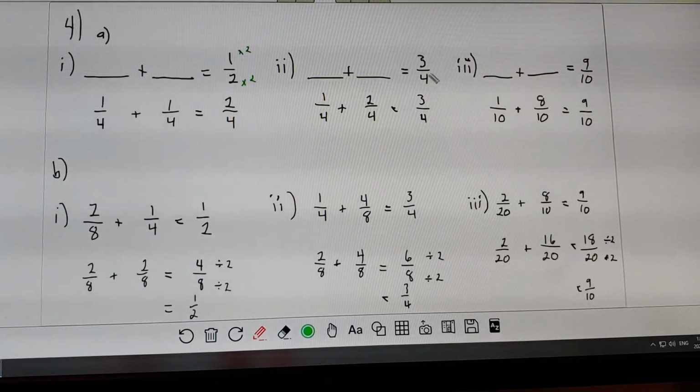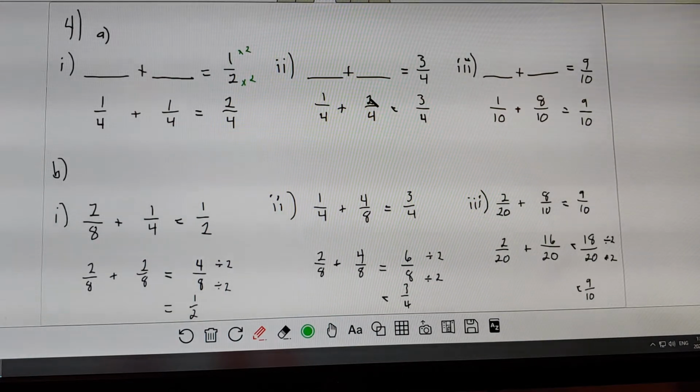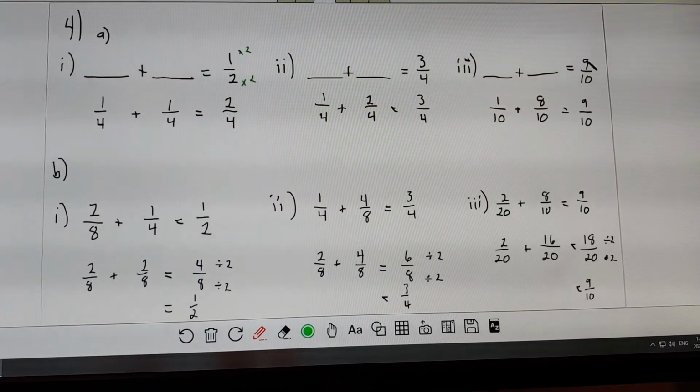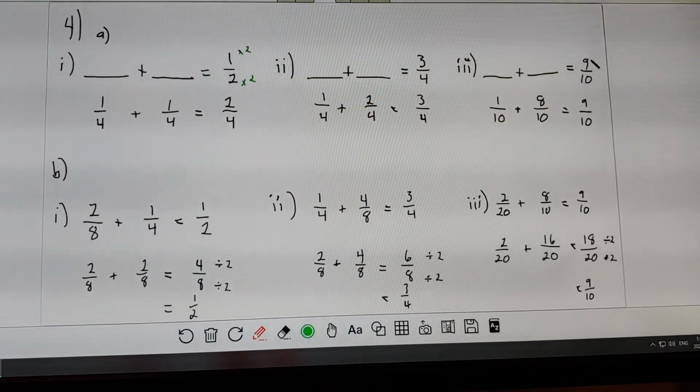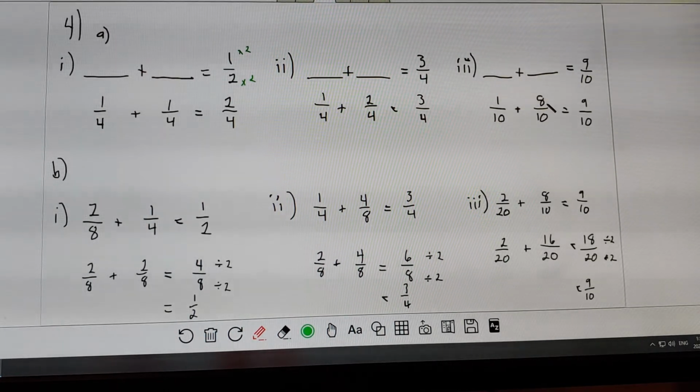Well, since they gave us already quarters, I can do 1/4 plus 2/4 gives me 3/4. So that one's fairly easy. And the same with this one, with it being in tenths. You can choose any two fractions that will add up to 9. So I did 1/10 and 8/10.